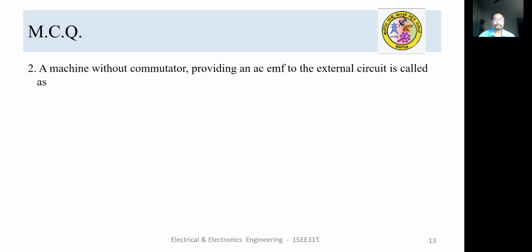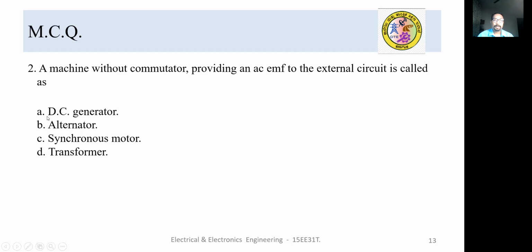Move on to the second question. Observe carefully. A machine without a commutator providing an AC EMF to the external circuit is called as. That means, which machine supplies the induced voltage to the external circuit without the commutator or split ring? The options are DC generator, alternator, synchronous motor, transformer. Never a DC generator, we need a commutator. Synchronous motor, so still it is a motor.